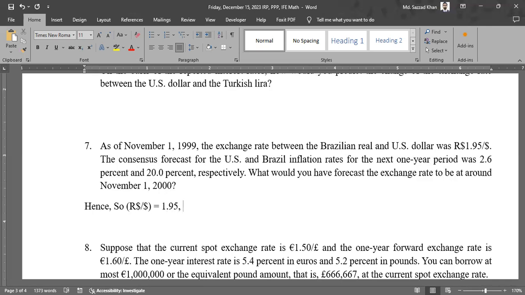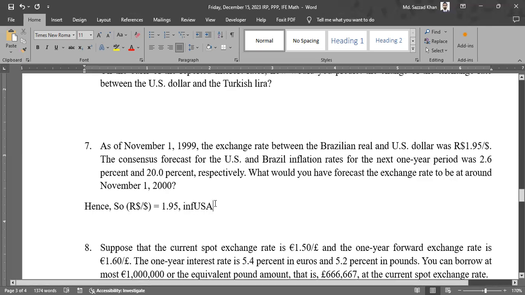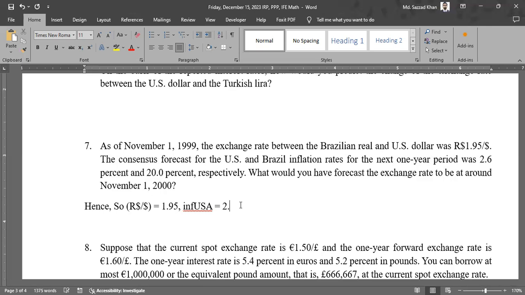The forecast says the inflation rate for US and Brazil was 2.6% and 20%. So it's talking to us about the inflation. In the US, inflation was 2.6%, and Brazil is 20%.